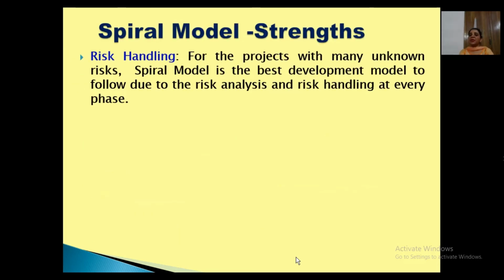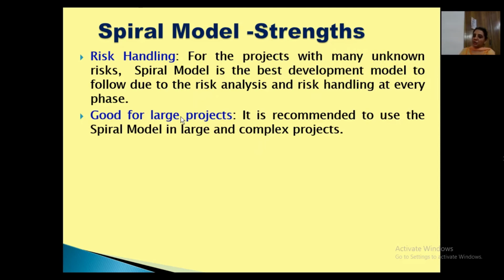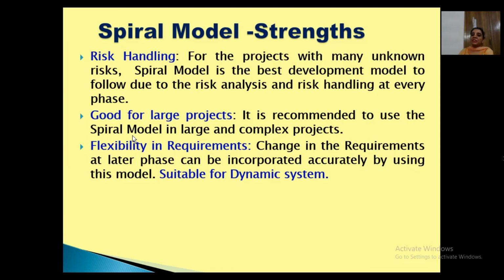So what are the strengths or the advantages? Number 1, risk handling, which is the best part of your spiral model. For the projects where there are so many unknown risks, the spiral model is the best development model because it follows risk analysis and risk handling at every phase, which is the main aim of this model. Good for the large projects. It is recommended to use the spiral model in large and complex projects because it might be a little expensive also.